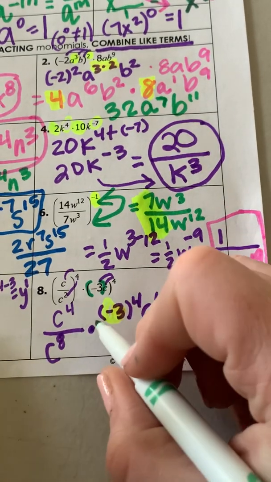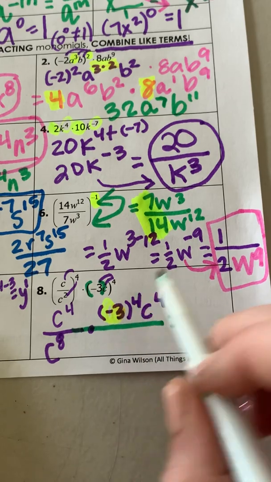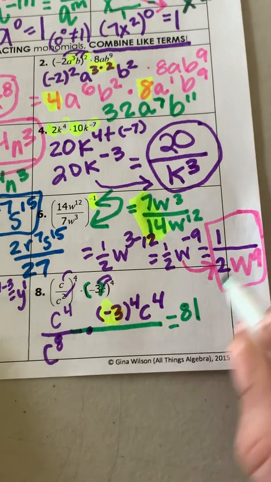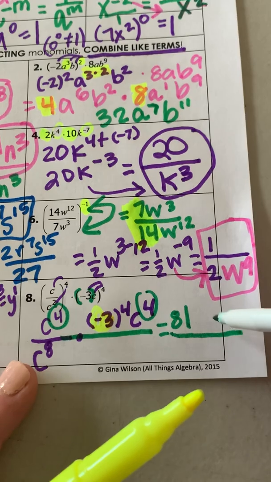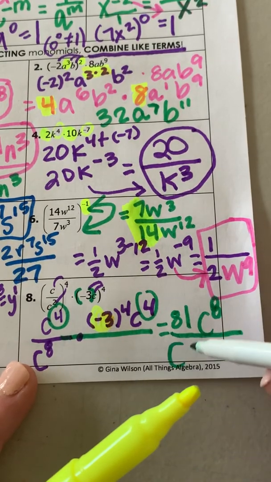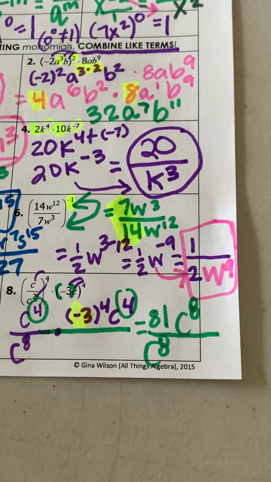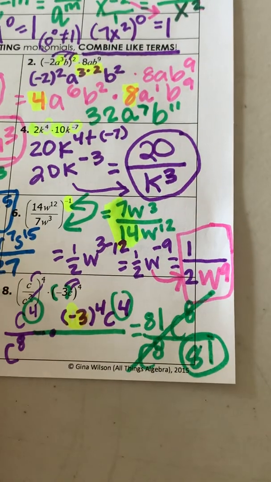Okay, so what do I get now? Let's make this a big fraction. I would have negative 3 to the 4th, that's 81, over, sorry, 81, and then I have c to the 4 plus 4, c to the 8th, over c to the 8th. Okay, what happens? Those c to the 8ths cancel. And so all we're left with is just 81. That's it. That's it for the first page.